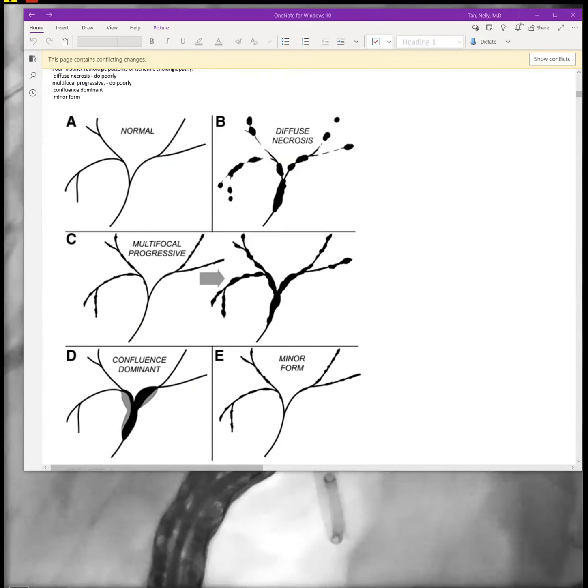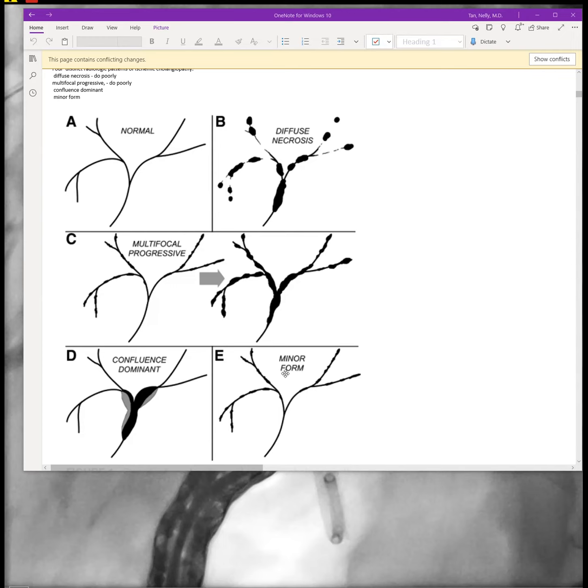Within it, in patients who have patent, so non-vascular, right? No hepatic artery thrombosis. These are non-vascular ischemic cholangiopathy. There are different subtypes. So post-transplant normal, and then you have diffuse necrosis where you have intra and extrahepatic biliary ductal dilatation with strictures, and then multifocal progressive. This requires follow-up imaging. It starts with mild stricturing, but then progresses, and then confluent dominant, and then the minor form. So this stays minor.